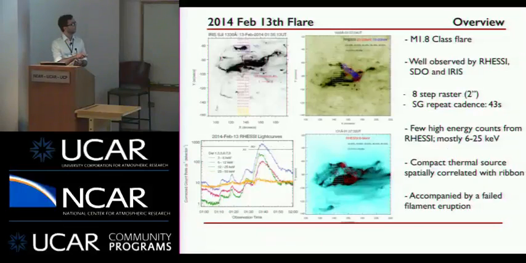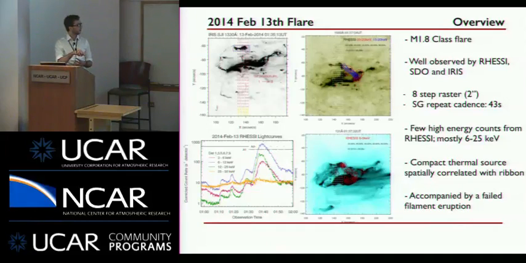So we selected a flare from 2014 in February. It's an M1.8 class event, and we chose this one because at the time it was one of the few flares in IRIS that had really nice coverage along the slit, along the ribbon, sorry, but also had good RHESSI observations. And we used the RHESSI observations to drive the radiation hydrodynamic models.